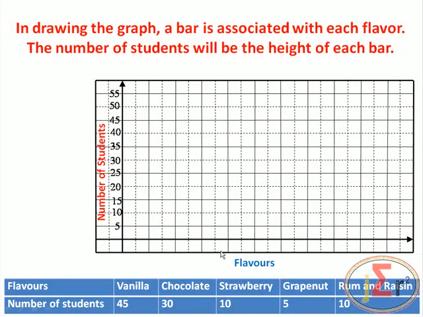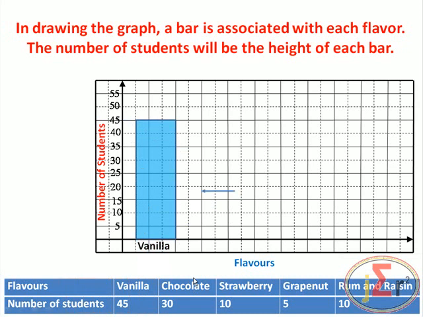So, for our bar graph, we have this horizontal axis for flavors, and we have this vertical axis for number of students, and the height of the bar will tell us the number of students, and we will write the flavor associated with each bar. The first one is vanilla. Vanilla has 45 students. The height of the bar will be 45. So vanilla with a height of 45 as indicated there.